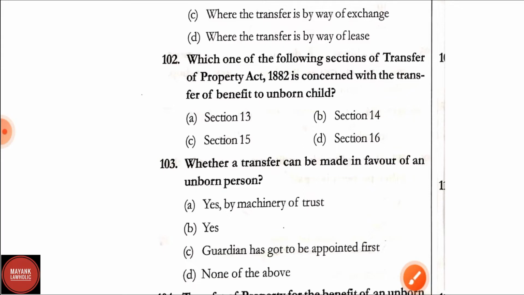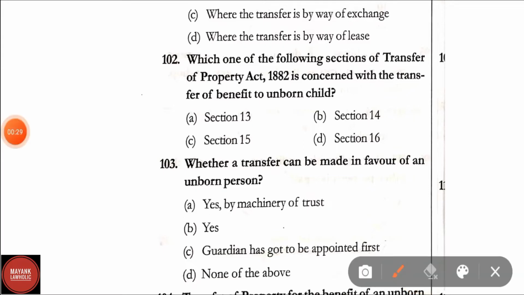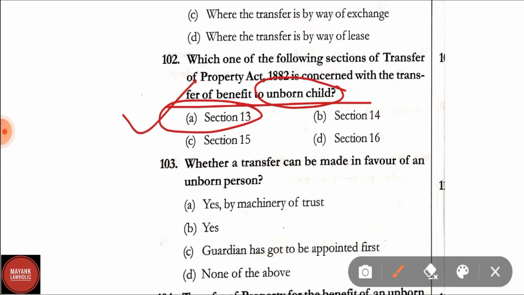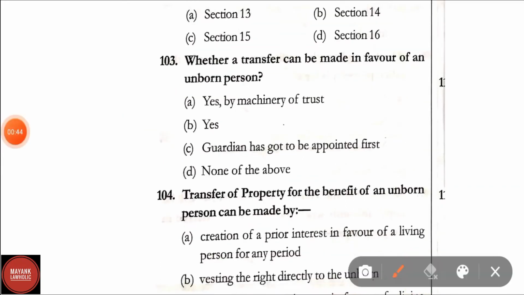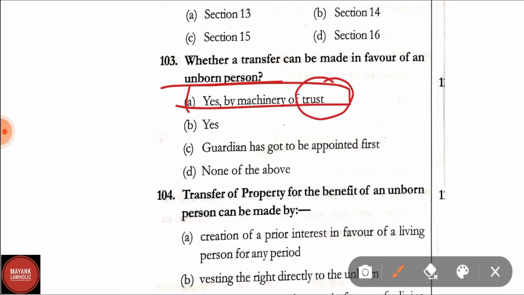Question number 102. Which one of the following sections of the Transfer of Property Act 1882 is concerned with the transfer for the benefit of an unborn child? Options are Section 13, Section 14, Section 15, Section 16. Correct answer is Section 13. Question number 103. Whether a transfer can be made in favor of an unborn person? Options are yes, by machinery of trust, yes, guardian has got to be appointed first, none of the above. Correct answer is option A, yes, by the machinery of trust.